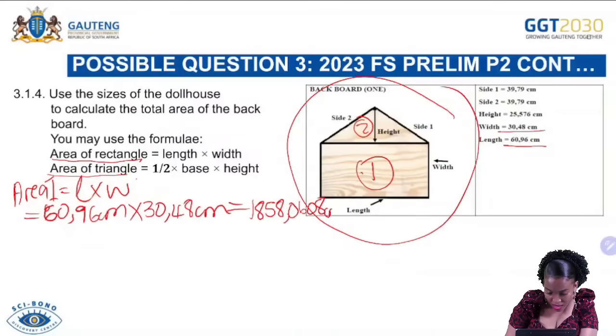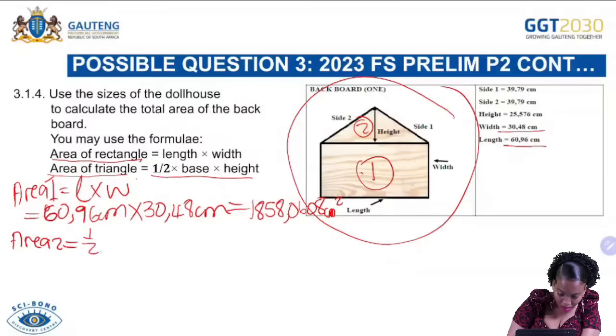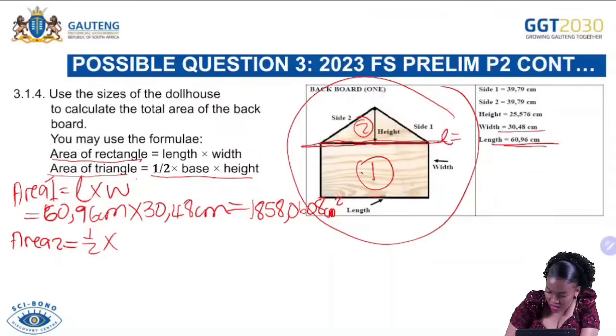1858,0608, and then this is centimeter squared. That is area 1. And then area 2, remember, it is a triangle. This one, it is 1/2 multiplied by the base. Guys, this is the base. And the base is the same as the length, meaning that our base is 60.96.